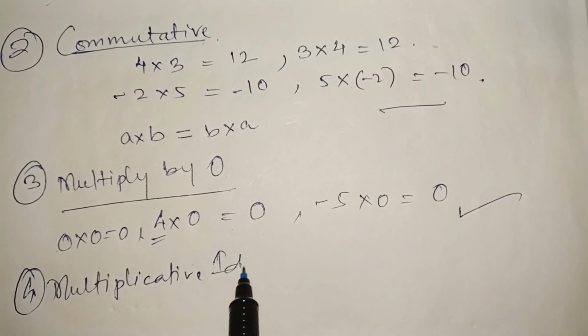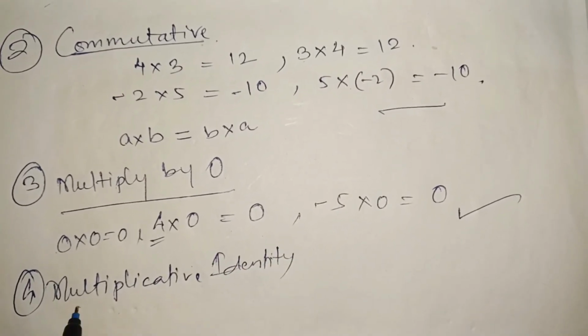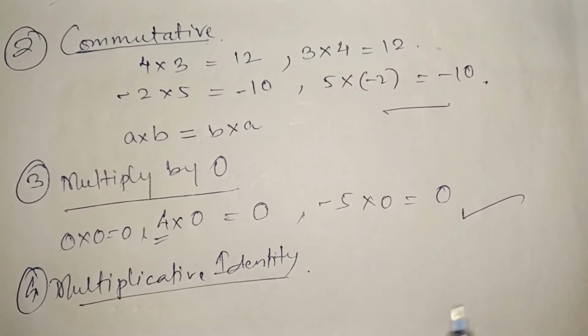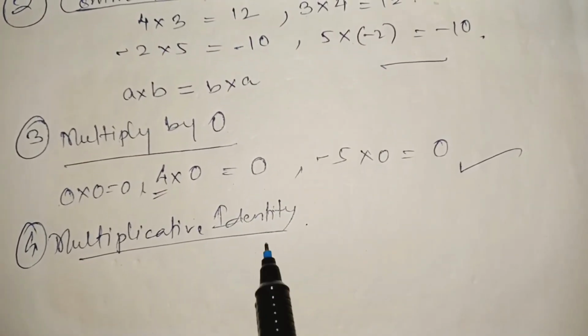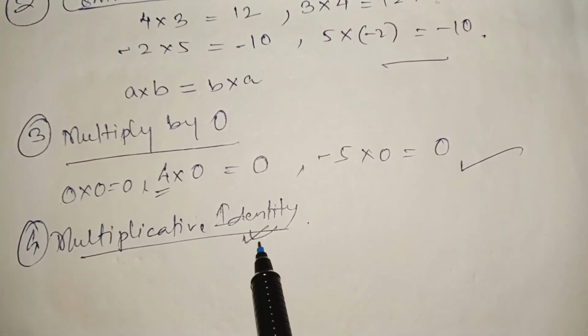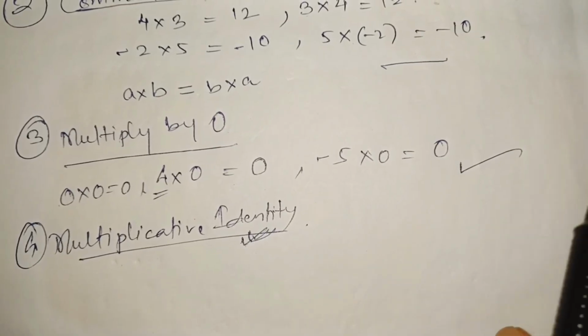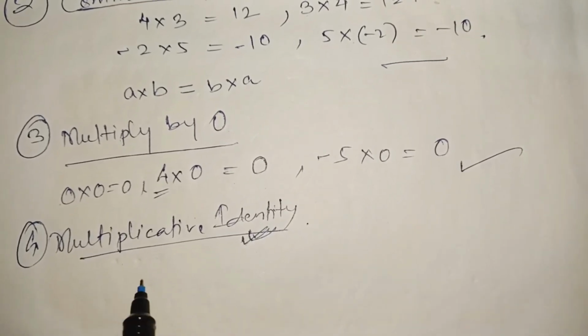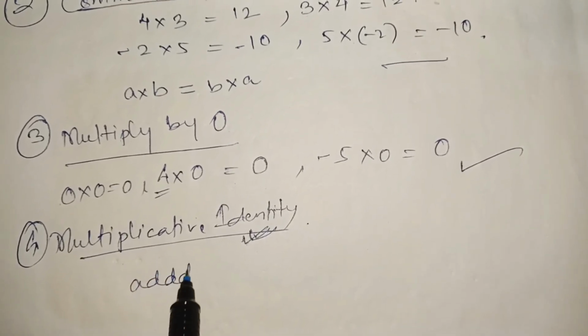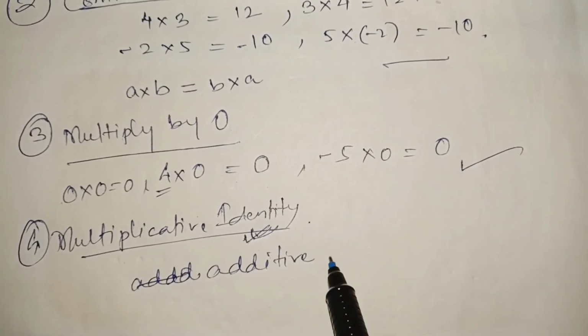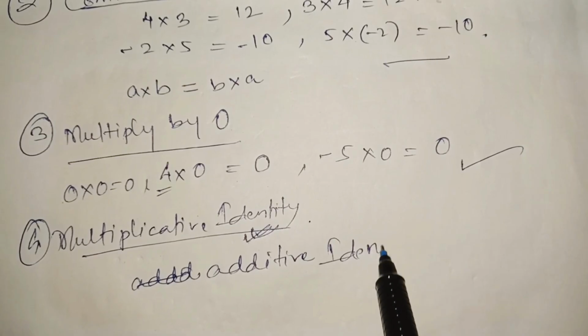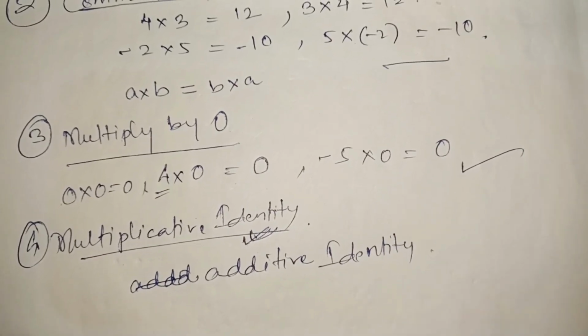ओके, नेक्स्ट कम्स व्हाट इज द मल्टीप्लिकेटिव आइडेंटिटी. मल्टीप्लिकेटिव आइडेंटिटी क्या है ये, कि आप अगर किसी भी इंटीजर को, ओके बिफोर telling you this, tell me in the comment box कि what is the additive identity. additive identity क्या है बताइए, डू कमेंट इन द बॉक्स.